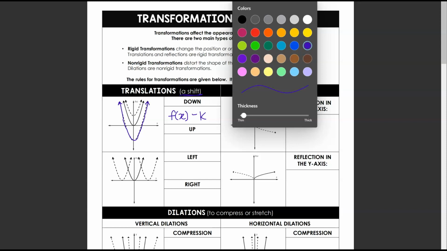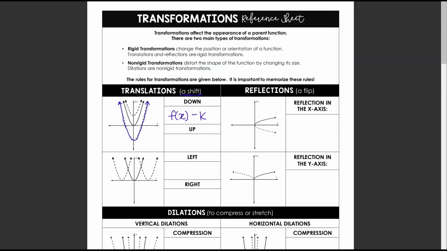Okay. Now, if I wanted to take the original function and shift it upward, then we're turning into this function right here. And so that's going to be our original function, f of x plus k.